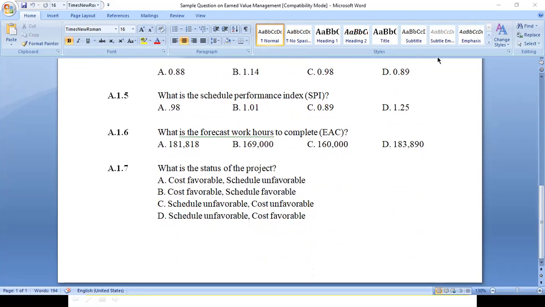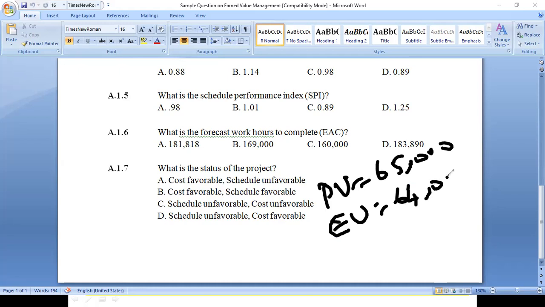A.1.6. You need to use a formula, the EAC formula. There are 4 formulas for EAC, right? So your planned value is 65,000, your earned value is 64,000, and your actual cost is 73,000. Give me the answer. Either we can pick A, B, C, or D. A.1.6, we left this one in the last class.